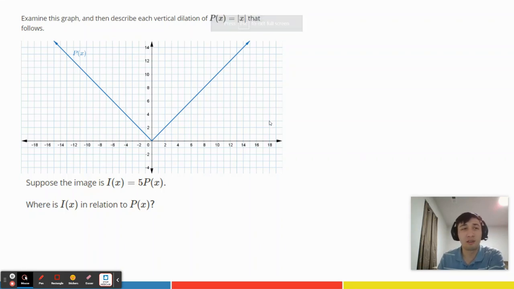Okay, so this time we're going to examine this graph here, the parent function of the absolute value of x. Potentially something we may have seen in this slideshow before. And we're going to talk this time though about a vertical dilation of it.